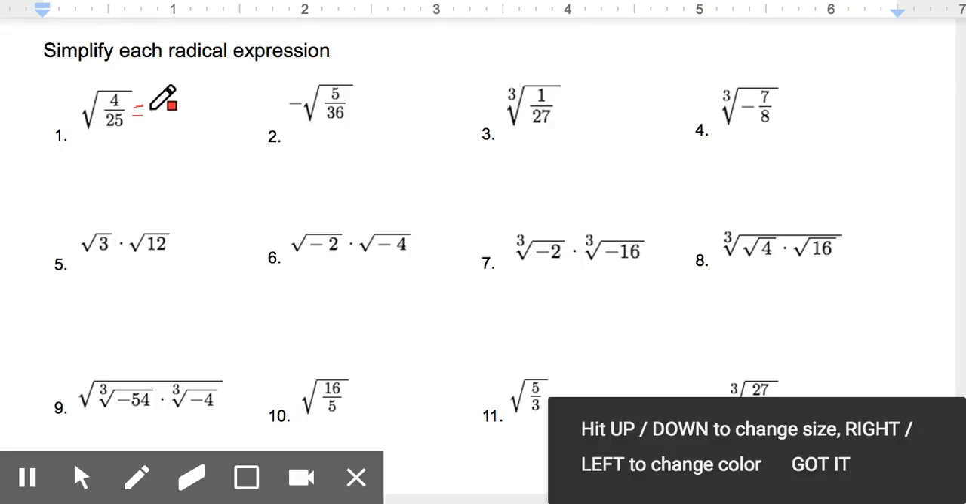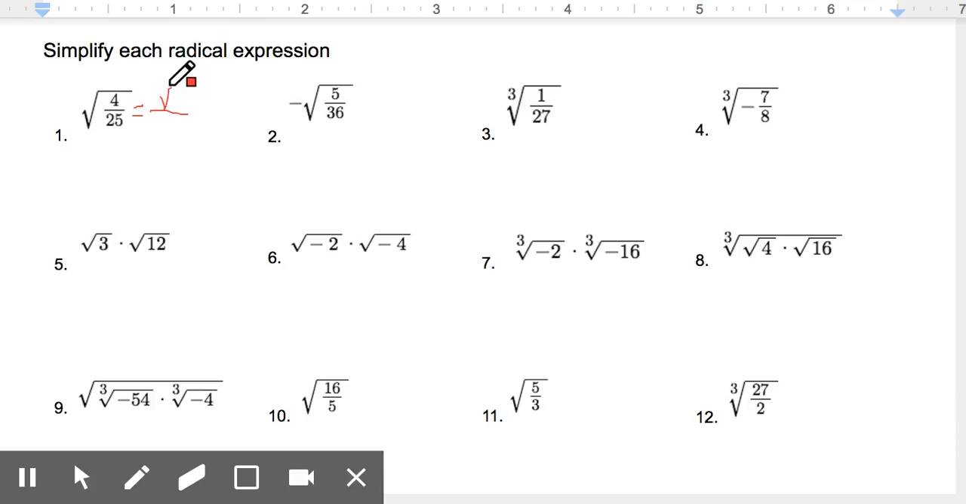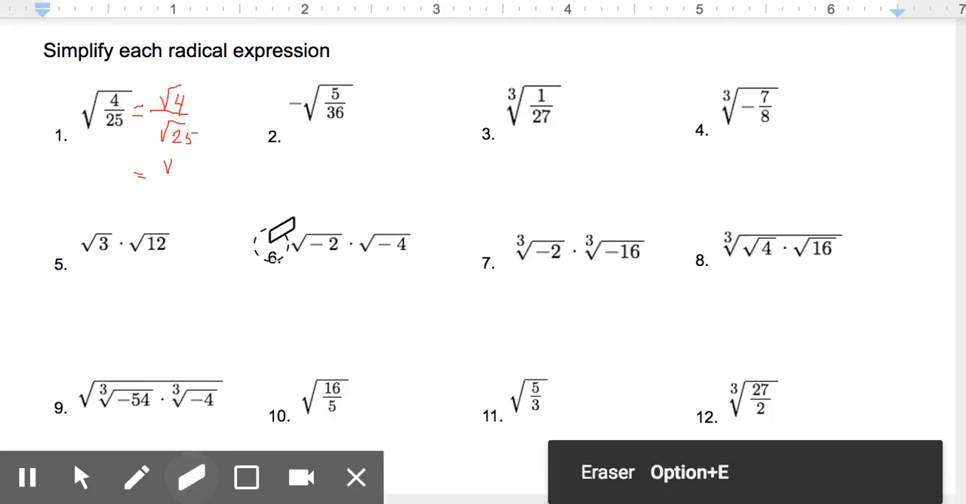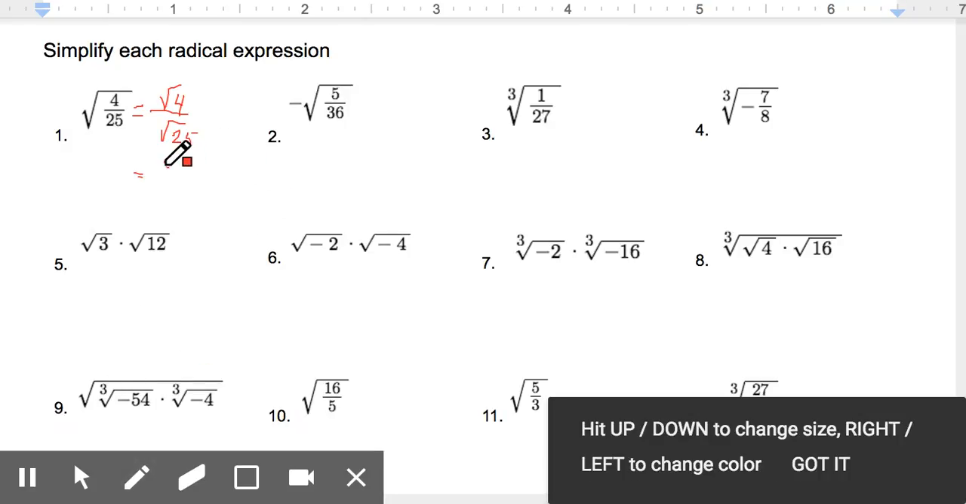Square root of 4 over 25 can be written as square root of 4 over square root of 25. And then we can simplify the numerator and the denominator separately. And so we'll have square root of 4 is 2. Okay, no more square root, so we'll put here 2 over 5.